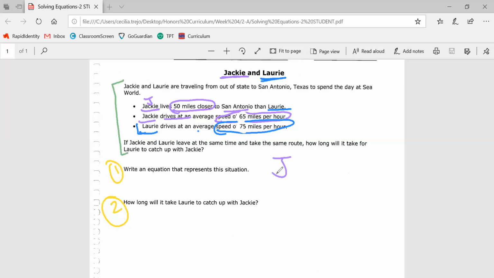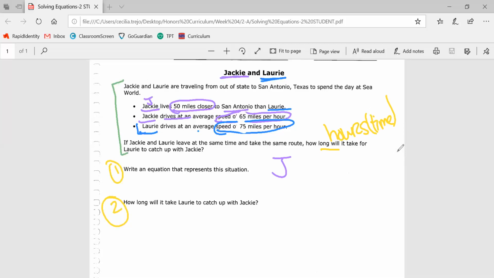Okay, so Jackie, right? Well, one thing we do know about Miss Jackie is she is driving at a rate of 65 miles per hour, right? And notice our question is, how long does it take for her to catch up? So we're looking for hours, or time, rather, because we don't know if it takes hours. I mean, it could take minutes, but honestly, probably not. So we're looking for the time it's going to take for those two ladies to merge and meet to drive to San Antonio to go spend the day at SeaWorld. Okay, so we're looking for time.